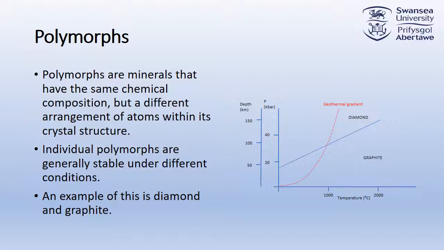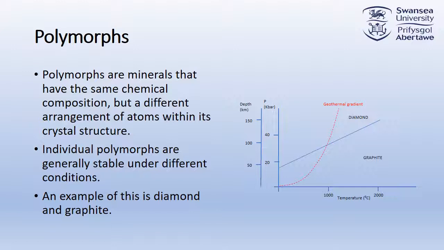So as we already know, polymorphs are minerals that have the same chemical composition, but a different arrangement of atoms within their crystal structure, which is what gives rise to their different properties, which is why, as we know, graphite is very different in its properties to diamond. Individual polymorphs are generally stable under different conditions, and I'm just going to use an example here from the geology world to demonstrate this.